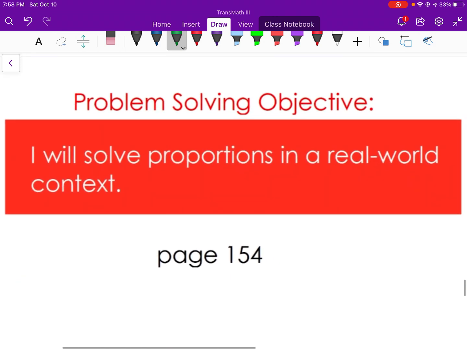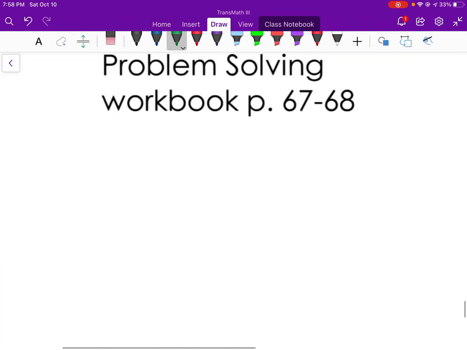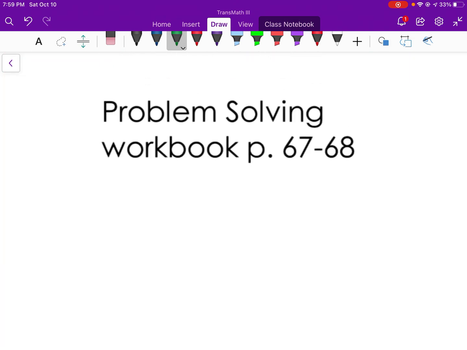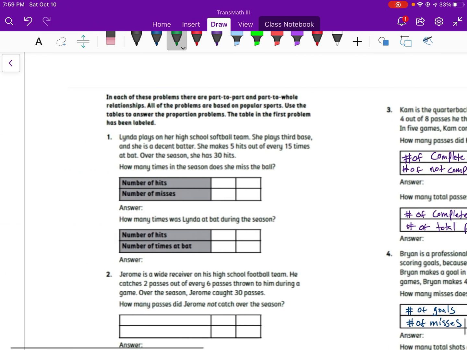Problem solving. We're going to solve proportions in real world context. Okay, page 154. Okay, we're just going to go through the problem solving together. If you want to give it a try, pause the video and go ahead and give it a try. But so number 1, Linda plays on her high school softball team. She plays third base, and she is a decent batter.